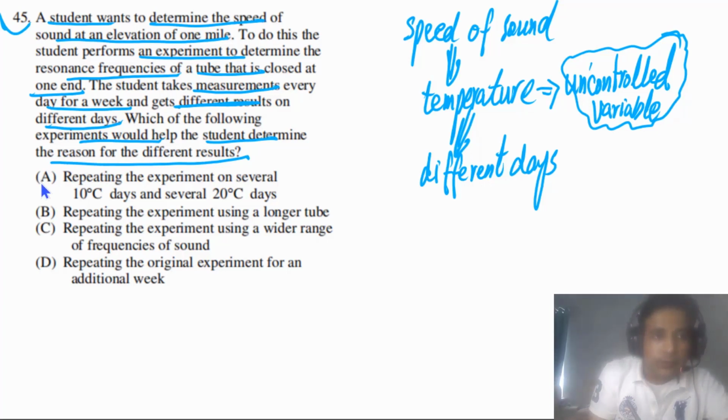So if you look at given options, for option A it is given to us repeating the experiment on several 10 degrees Celsius days and 20 degrees Celsius days.